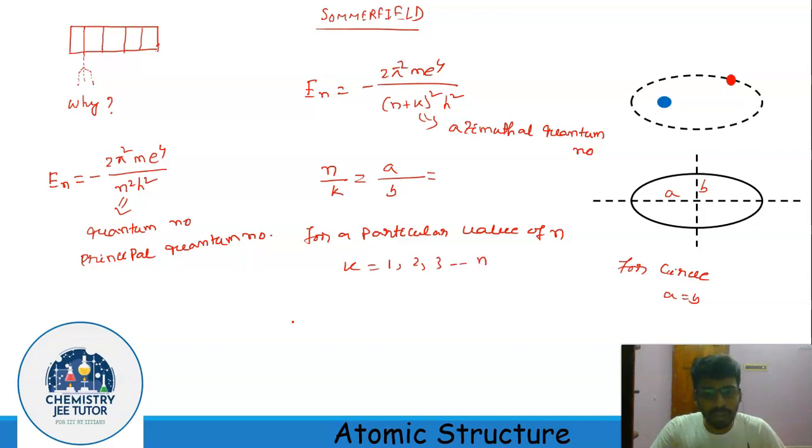Now, if n equal to 1, then k has only one value. So k equal to 1. So in that case, n by k, that is 1, equal to a by b. So it implies that a equal to b. So this is the special case of the elliptical orbit. So here the orbit is a circular orbit.